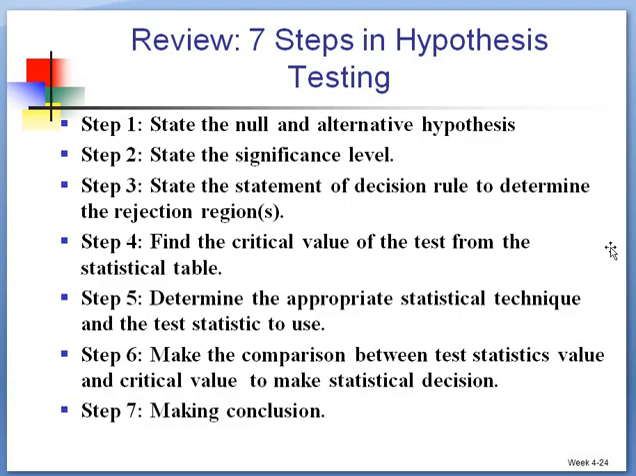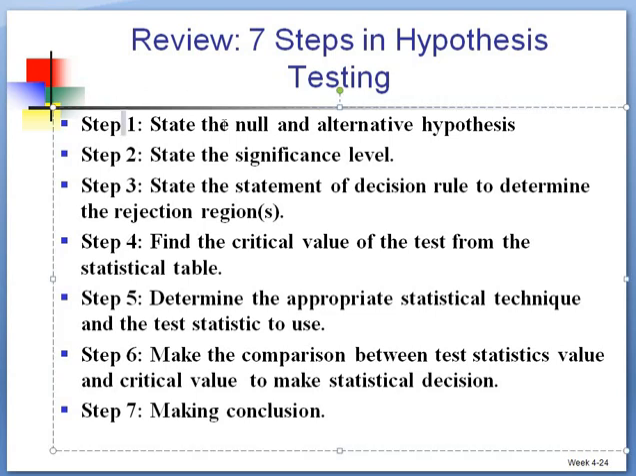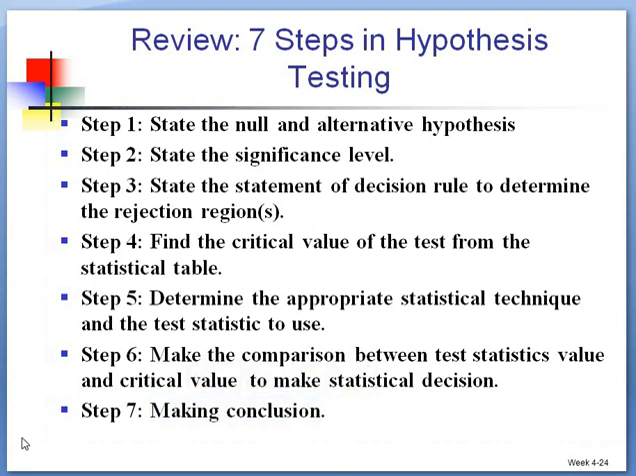And this is the overview, the 7 steps in hypothesis testing. These 7 steps are very important. Don't miss any step because every step has marks. For example, hypothesis testing, normally 2 marks. State the significance level, which you just need to copy from your questions, 1 mark. Find the critical value and so on. All these have marks. Making conclusion, normally 1 to 2 marks. Again, please don't miss or skip any step.